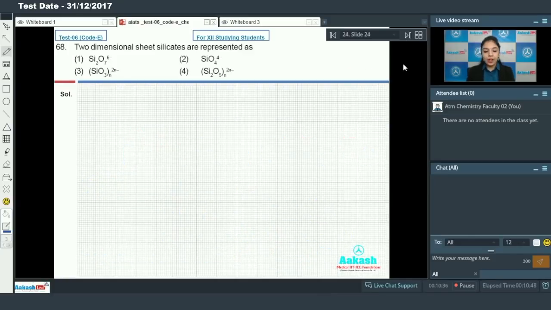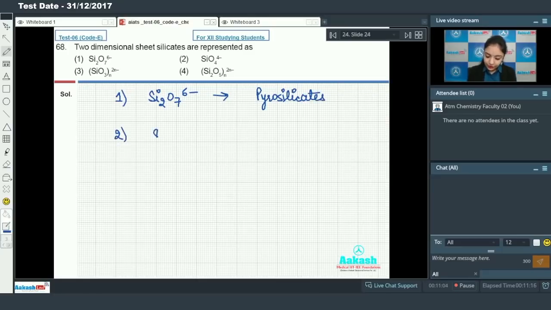So moving on to the next one, we have question number 68. Two-dimensional sheet silicates are represented as. So these are all the general formulas for all the silicates. In the first case we have Si2O7 6 negative, which is the general formula for pyrosilicates. And in the second one we have SiO4 4 minus, which is the discrete tetrahedral unit. So it is the formula for orthosilicate.